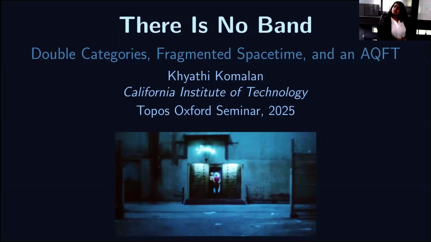Today I'm just going to be talking about this double categorical construction that I've been thinking about for an algebraic quantum field theory. This talk is the result of a lot of thinking I've been doing on how to make the math that I've been thinking about a little bit more accessible. So bear with me, it's a little bit experimental and a little bit weird at times, but I really hope that you enjoy it and it comes across.